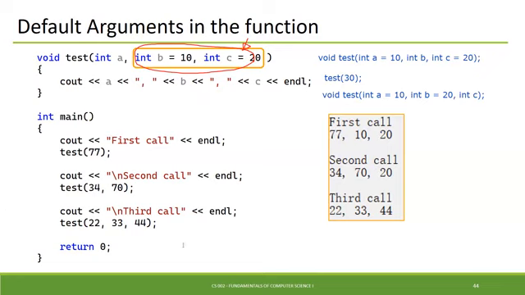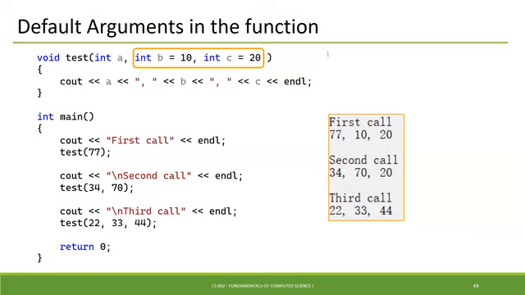Okay, hold on. There is a question on the chat. Luis asks whether the first can also be a default argument. Yes, also a default argument. So for example, if I have void test, int a 10, int b 20, int c 30.